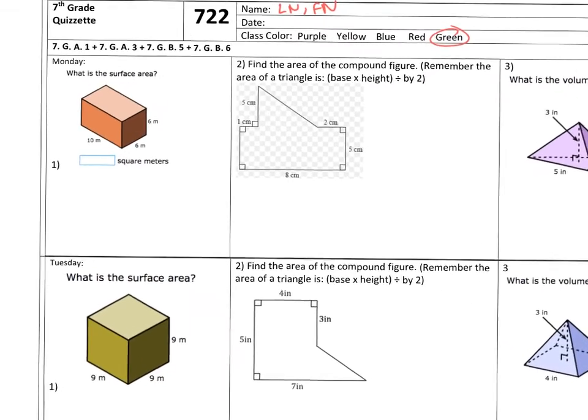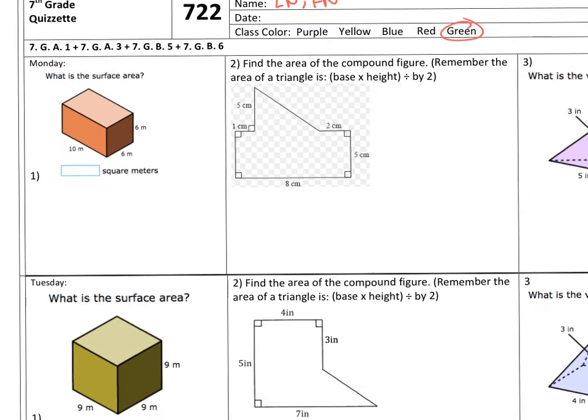Number 1 says, what is the surface area in square meters? So you have to take into consideration all the sides of this rectangular prism. Here I have a box, or a square, that's 6 by 6. You have two sides that are 6 by 6. And then, in a different color, you have 4 sides that are like this rectangle. So you have 4 sides that are 10 by 6.